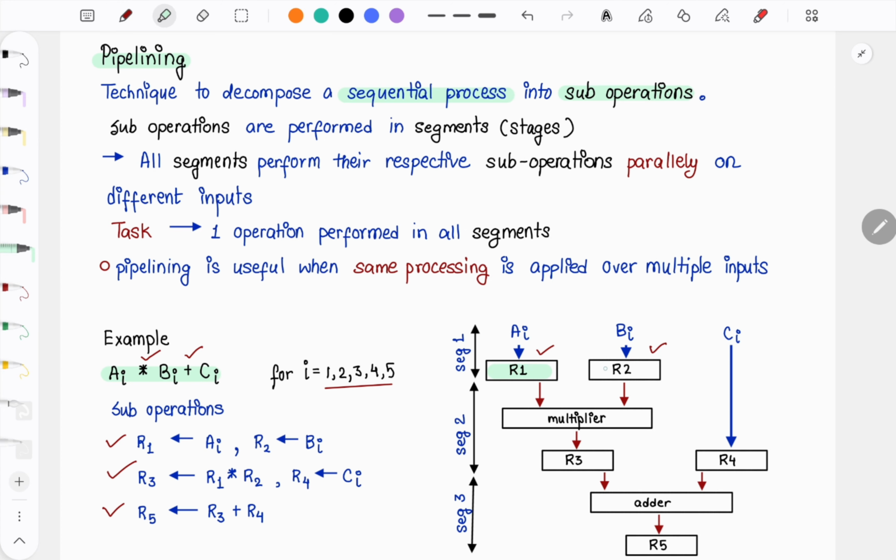Now the data from R1 and R2 are taken as input for this multiplier, and it performs the operation, and the final output is stored in register R3, and the Ci, which is the third operand, is taken and stored in register R4. Now in the third segment, the adder takes the input from R3 and R4, performs the operation and stores it in R5. In a similar fashion, when this 1 is done, we'll perform 2, 3, 4, likewise 5.